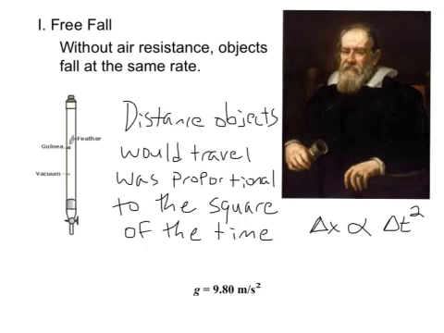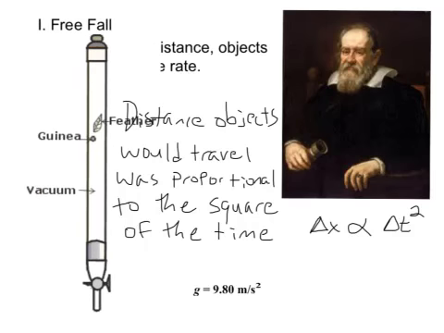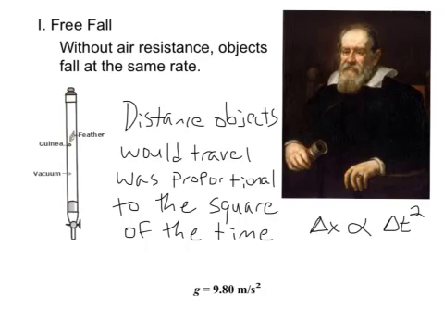So nowadays, we have better equipment than Galileo did, and we can remove air resistance in certain situations. If we have a long tube and we remove the air from inside it, and drop a small steel ball, a guinea, which is a coin, or a feather at the same time in this vacuum tube, we will see that they fall at the same rate and land at the same time, because we're able to remove that air resistance.